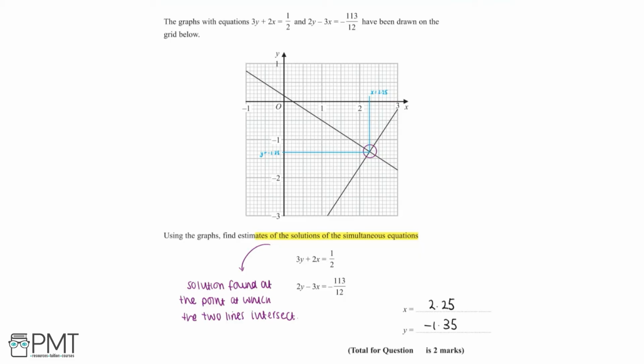Now this question is worth 2 marks. We get the first mark for recognising that the solutions of these simultaneous equations would be found at the point of intersection.